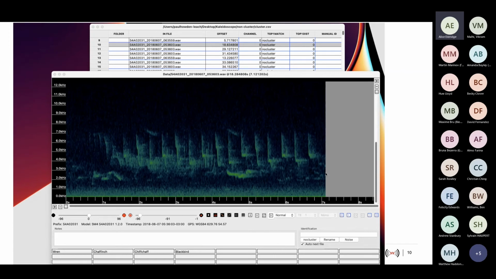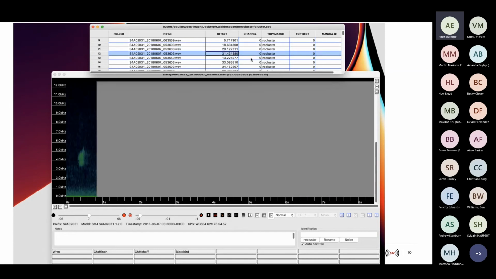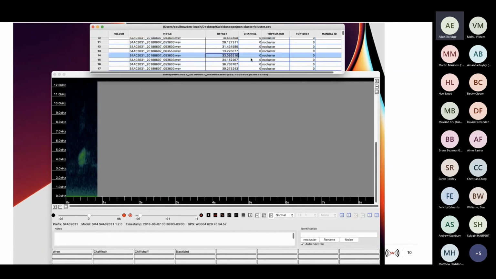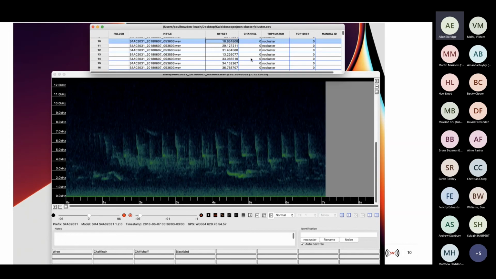Let me give this a click. And what it produces is two things. One's a table and one's a sonogram. And wherever you are on the table, that's the sonogram that you're seeing. And what we can then do is maybe start labeling some of our birds.